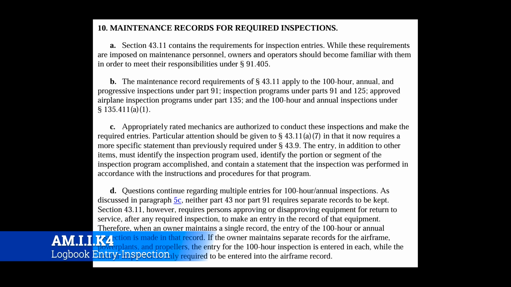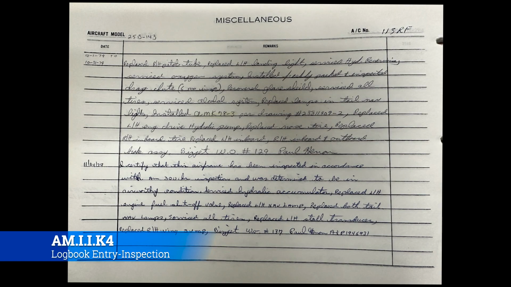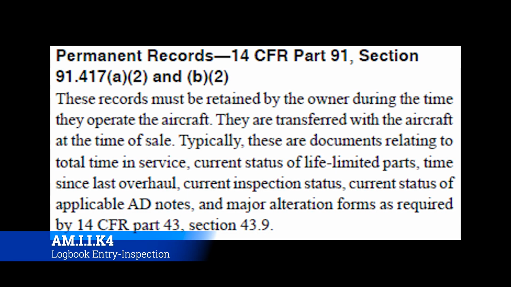So just know that 100-hour, annual, and progressive inspections are under Part 91, and then any other type of inspection that goes with it. If it's operated as an airline or a charter, or whatever, that particular airplane's inspection program has to go in the logbook. Okay, so what does that exactly look like? If we were writing a logbook entry, what could it look like?